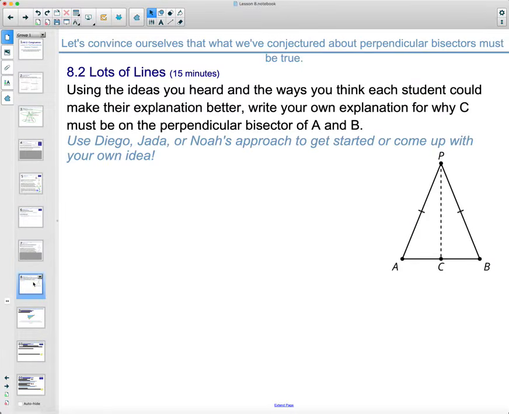So rewrite one of their explanations, and just try to write it better using the advice we just talked about and things that they were missing. You can pick any approach that you want.